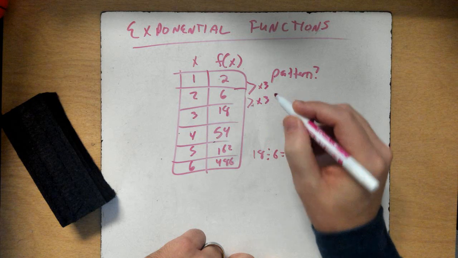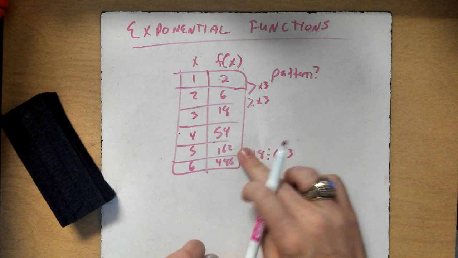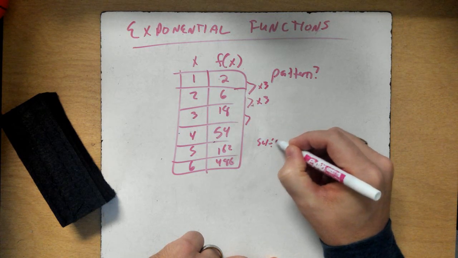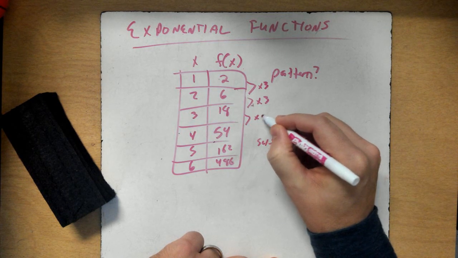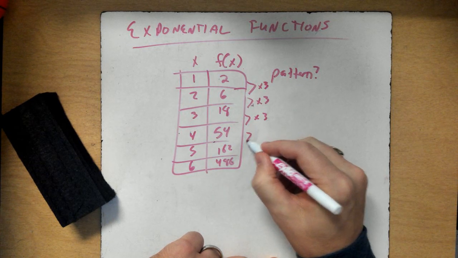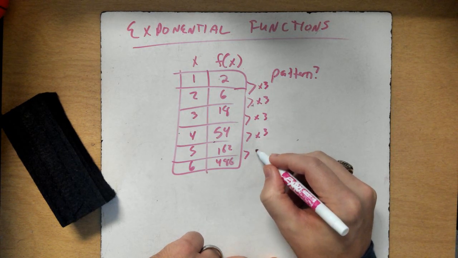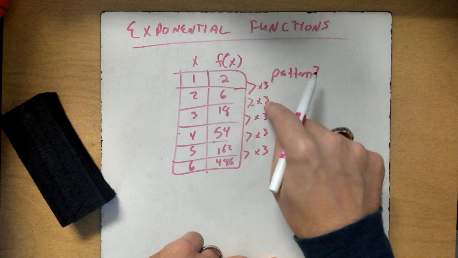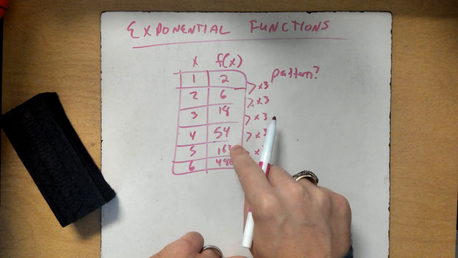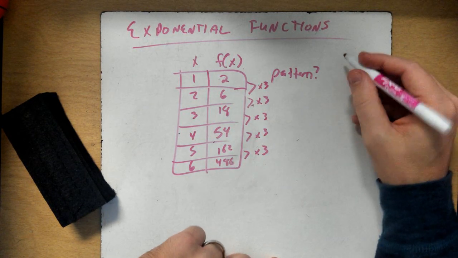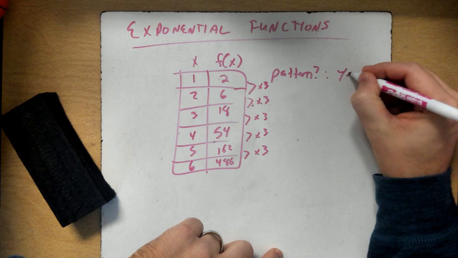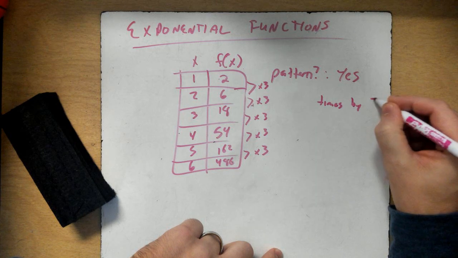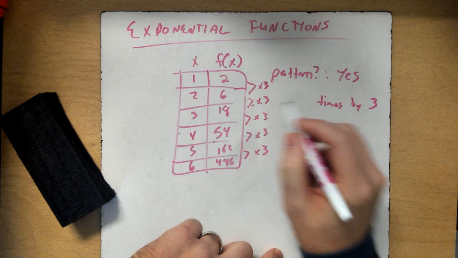So once again, this is times 3. And then same here, 54 divided by 18 is 3. So each time, as we see these numbers, our smaller number is being multiplied by 3. So 2 times 3 is 6, times 3 is 18, times 3 is 54, times 3 is 162, and so forth. So is there a pattern? Yes, there is a pattern, and it's times 3. Each time our rate goes up times 3.